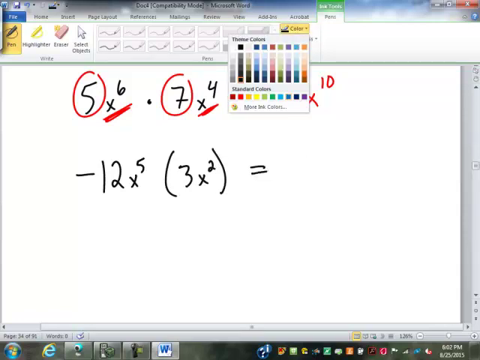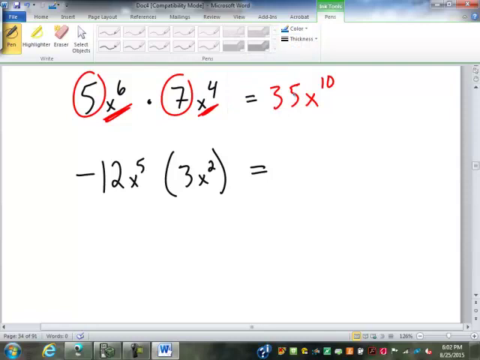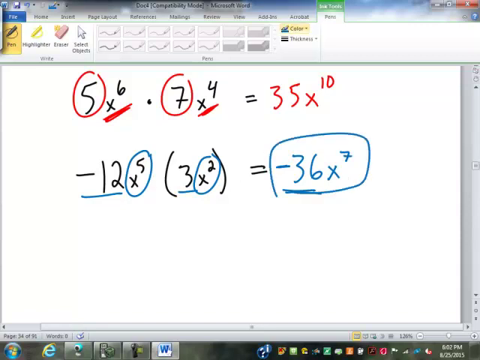So for this one, same type of thing. We're going to combine the counts. What are we going to get over here? Negative 12 times 3 is negative 36. And then we'll combine the names. X to the 5th times x squared is x to the 7th. Very good.